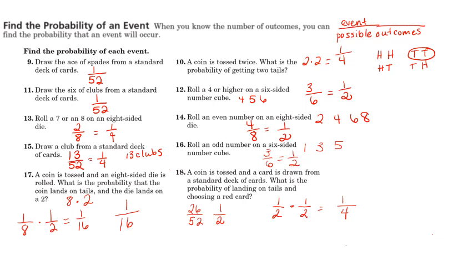So what you're going to do now is you're going to do 1 through, that looks like 1 through 12, to finish this section.